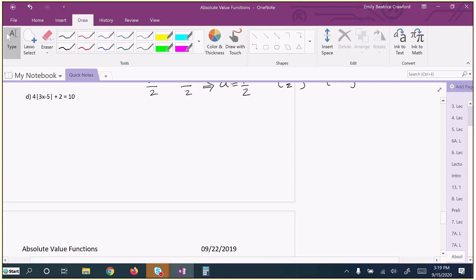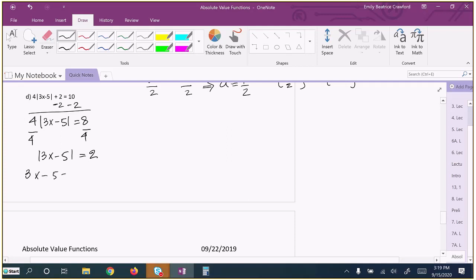My fourth absolute value equation is 4 times the absolute value of 3x minus 5, plus 2, is equal to 10. So to get the absolute value by itself, I'm going to subtract 2 from both sides. And I will get 4 times the absolute value of 3x minus 5 equal to 8. Then I divide both sides by 4. So I get the absolute value of 3x minus 5 equal to 2.